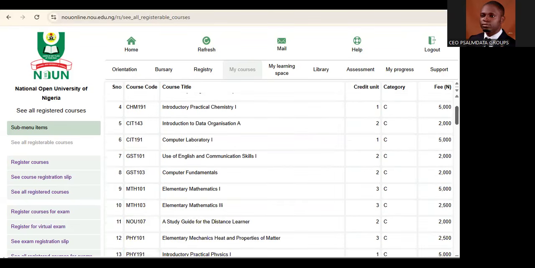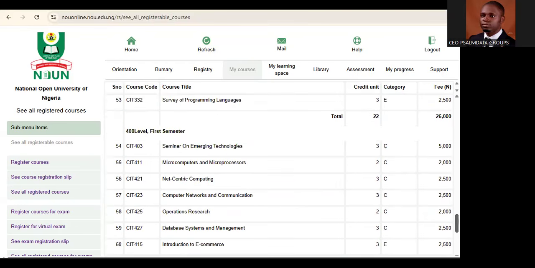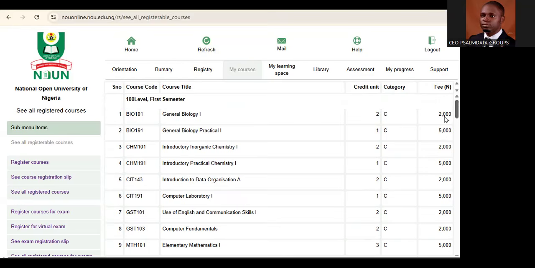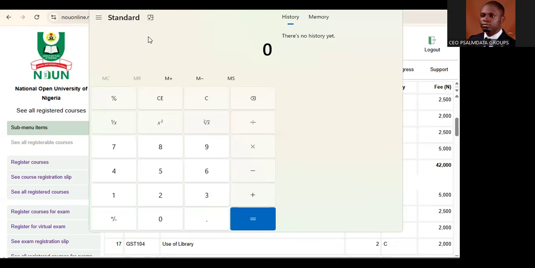So what we are going to do now, all through my program here, I have electives and core courses, but at the end of each semester we have the total credit units that semester carries. And mind you, every semester you have the opportunity to register a maximum of 24 units, which means in one semester, you cannot register more than 24 units.